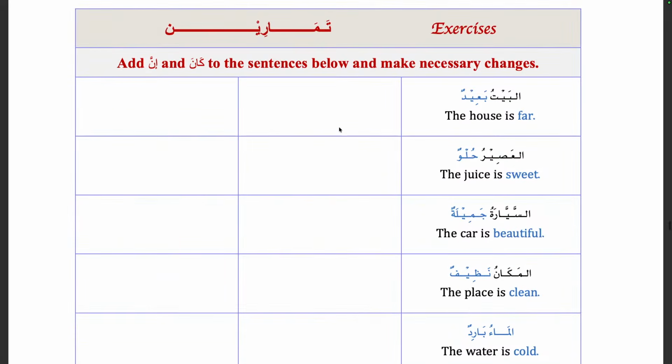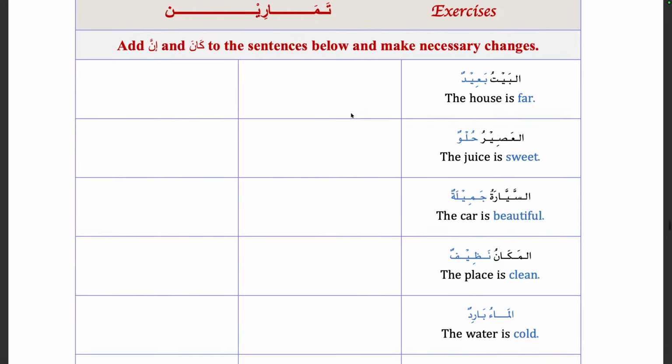Okay. Add inna and kana to the sentences below. So the first one inna, second one kana. Let's do it together, everyone. Al-baytu ba'idun, the house is far. Inna al-bayta ba'idun. Verily the house is far, surely indeed.